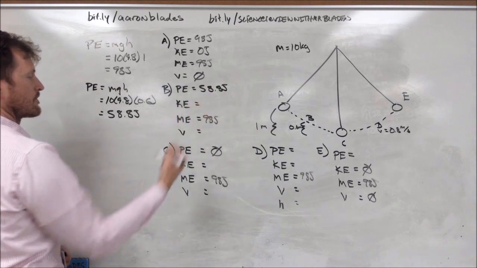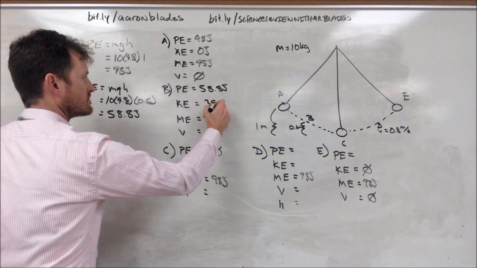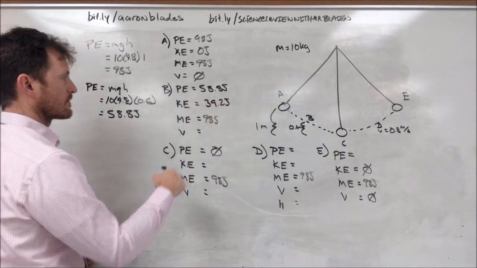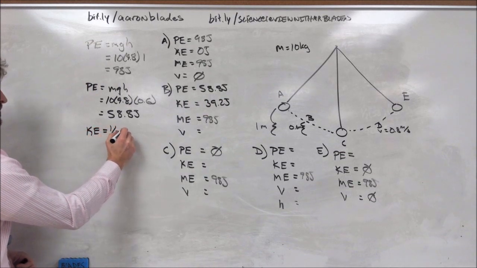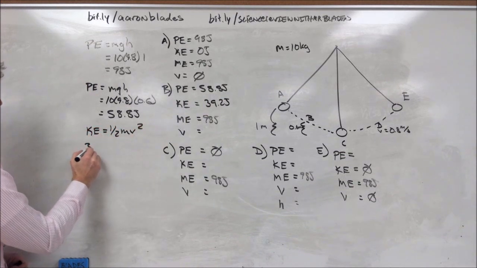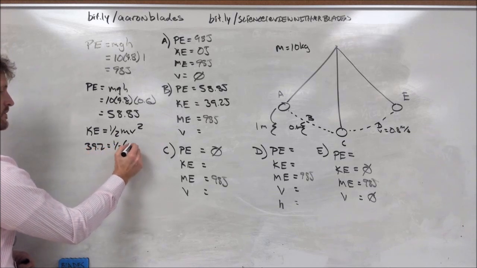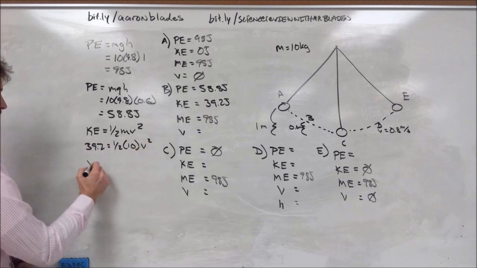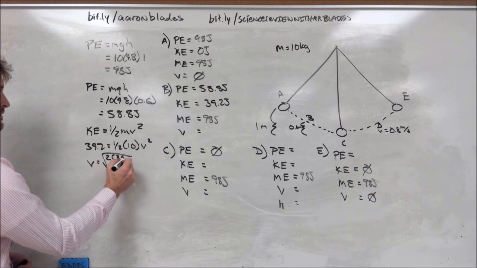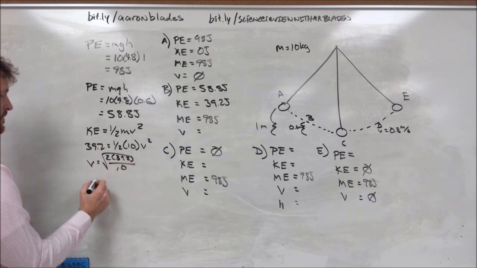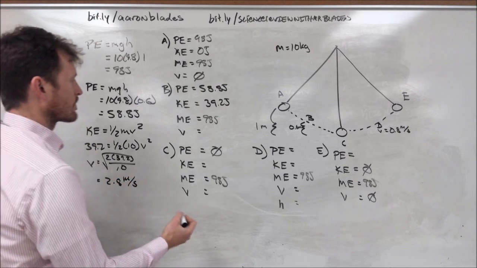And we can subtract 58.8 from 98 to get our total kinetic energy, which will be 39.2 joules. We can use our 39.2 joules and plug it into our kinetic energy equation, 1/2 mv squared, and calculate for the velocity at that point. Or 2.8 meters per second.